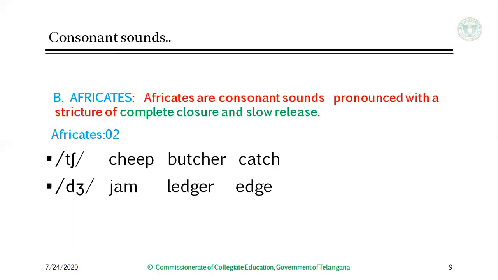Cha, sheep, butcher, catch. Ja, jam, ledger, edge. Here, affricates are pronounced with a stricture of complete closure and slow release of air. There are 2 affricates in the English language.